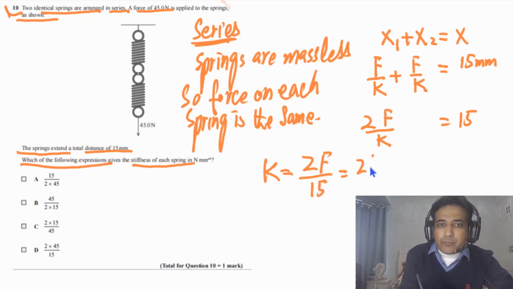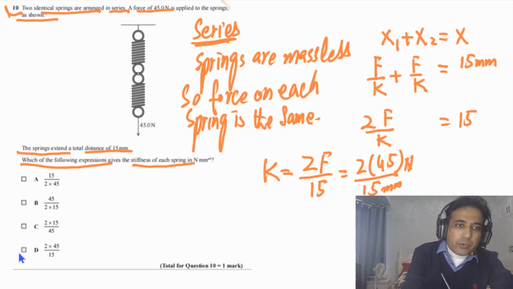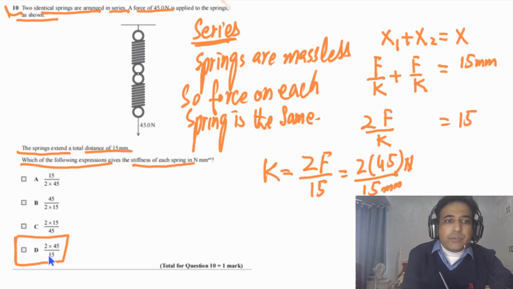So we have the value of force that is equal to 45 newtons divided by 15 millimeters. So this is in Newton. So this is our final answer. If you look at the given options, option D is correct. 2 times 45 divided by 15. So the answer is D.